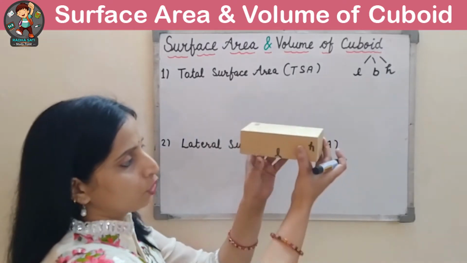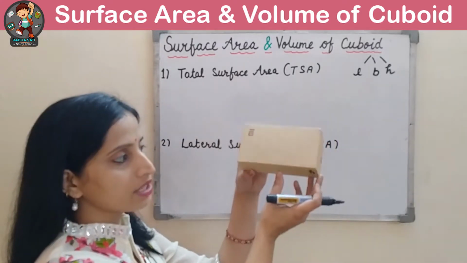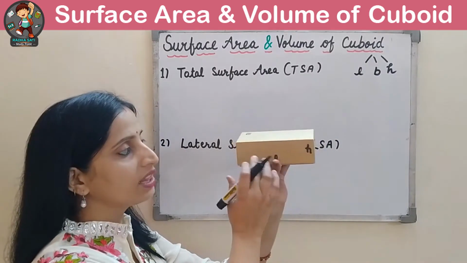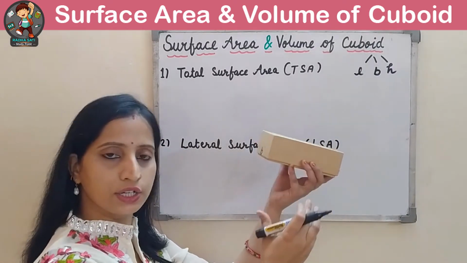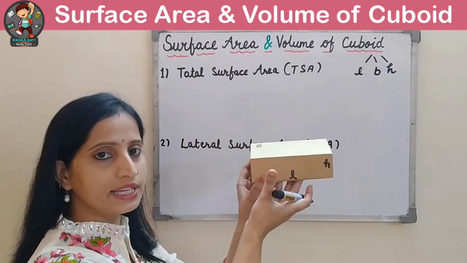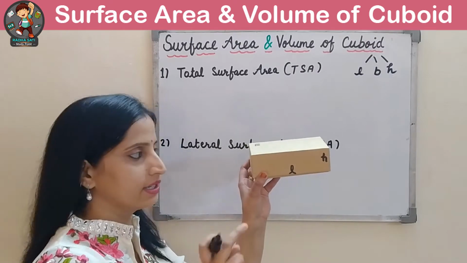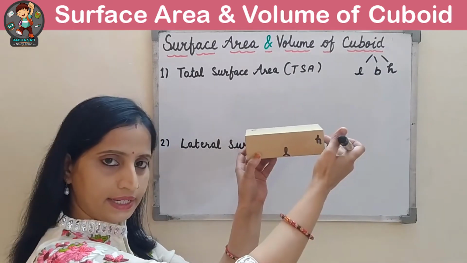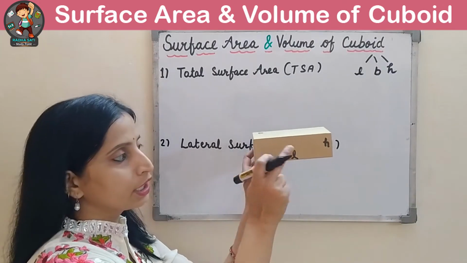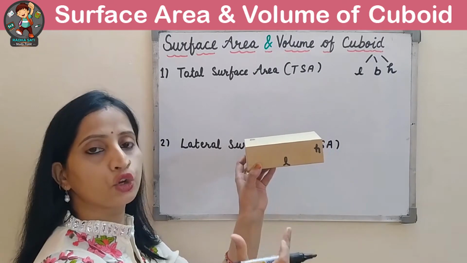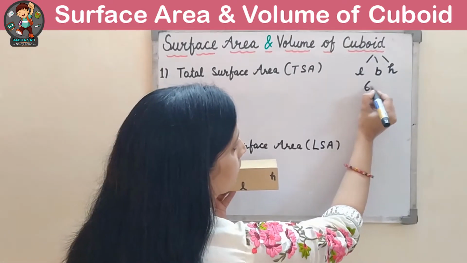So as I have shown, this is a box and it is cuboid in shape. All its faces are rectangular in shape. So in this box, how many faces does it have? It has 6 faces: top, bottom, right, left, front and back. So in total a cuboid has 6 faces.